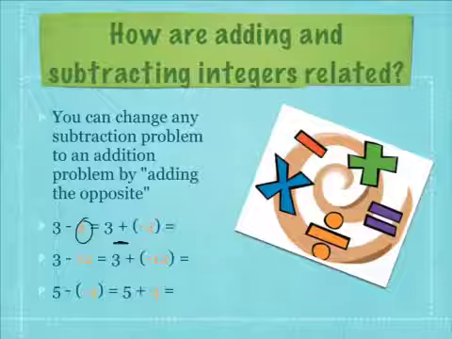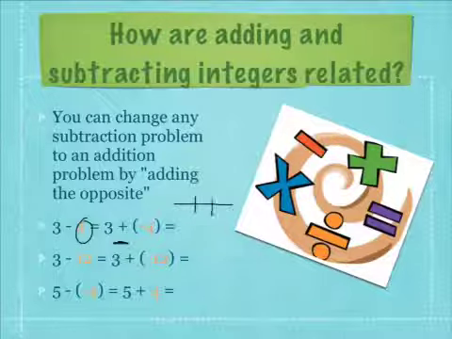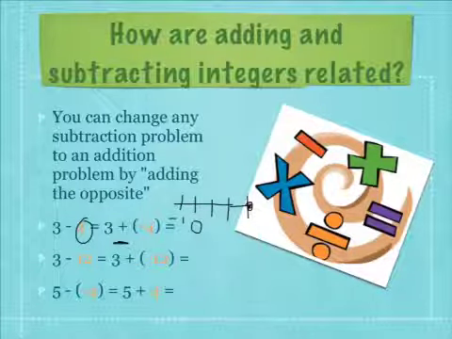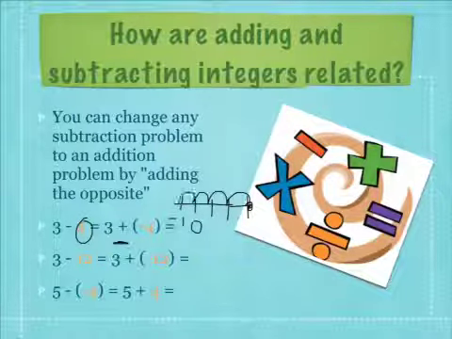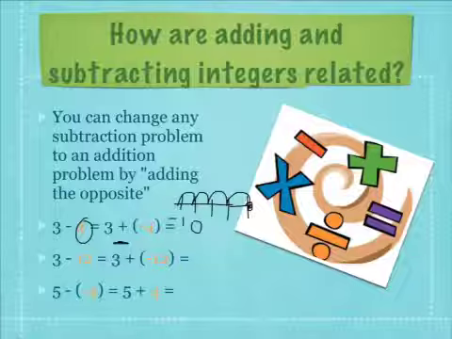The opposite is negative 4. So now we have 3 plus negative 4. And if you think about the strategies that we've learned in the previous lesson, you could apply any of those to solve this problem. I'm going to think of a number line starting at 0 and going positive 3. So if I'm here, and I'm going to add negative 4, I'm going to go to the left 4 spots. I'm going to end up at negative 1 for my answer.